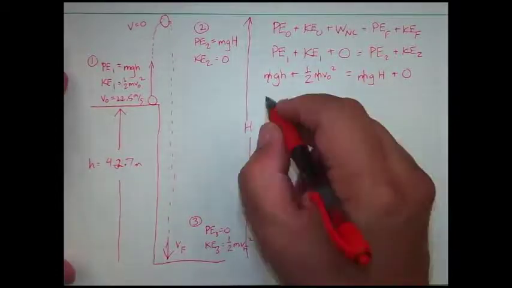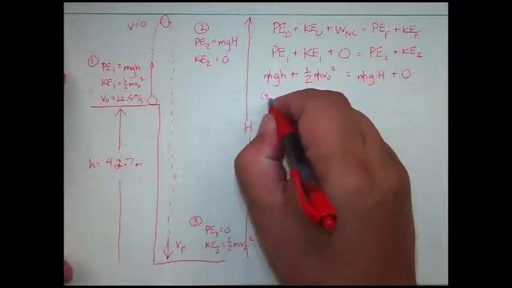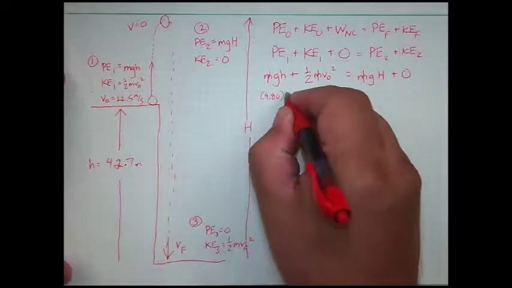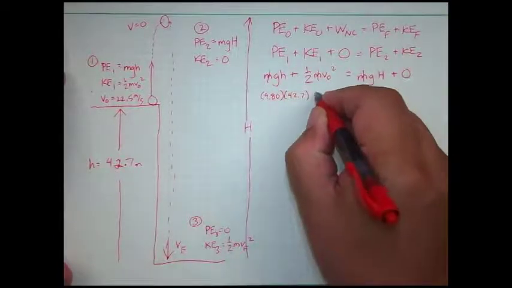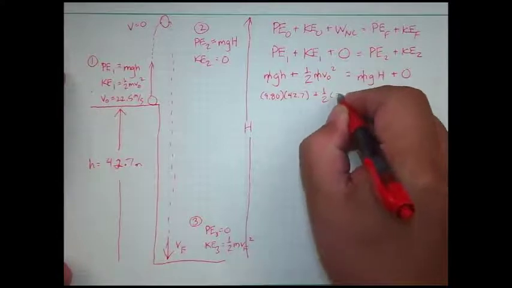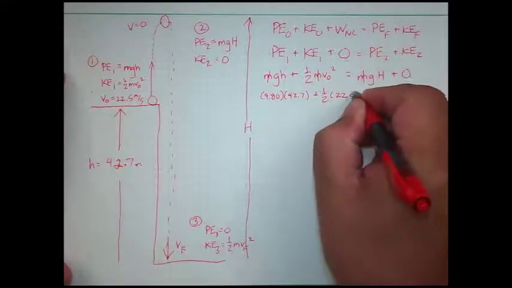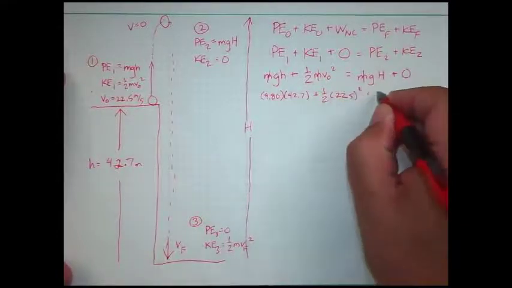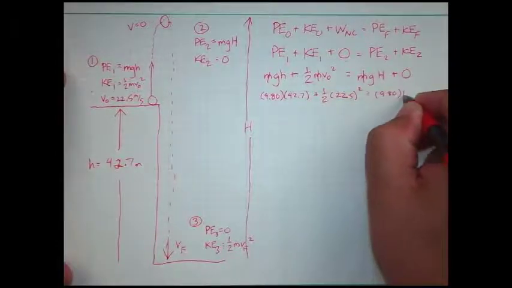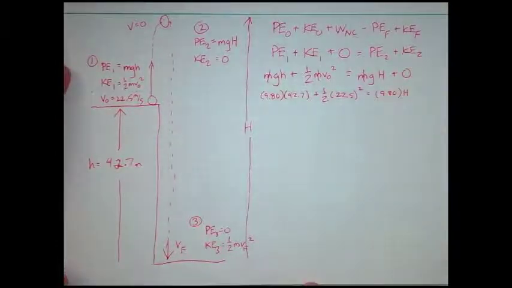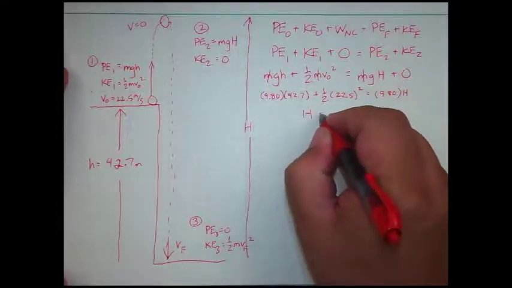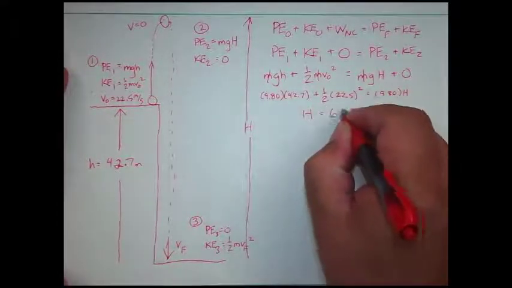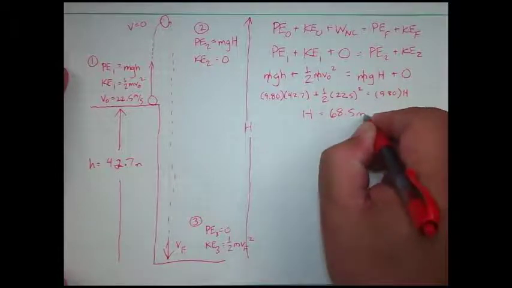Now it's time to plug in our numbers. We use 9.80 for the acceleration due to gravity, 42.7 as our initial height, plus 1/2 times the initial velocity, 22.5 meters per second, squared. That's equal to 9.80 times our maximum height. Solving now for big H, that gives us a maximum height of 68.5 meters.